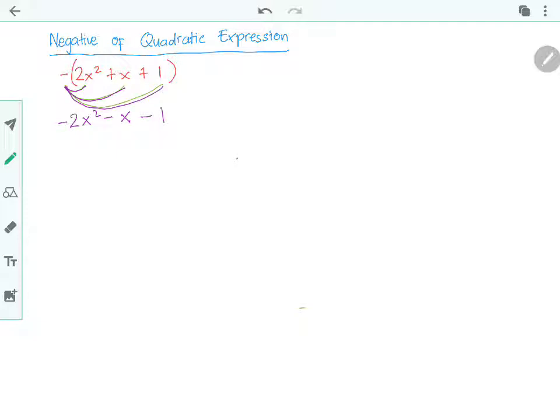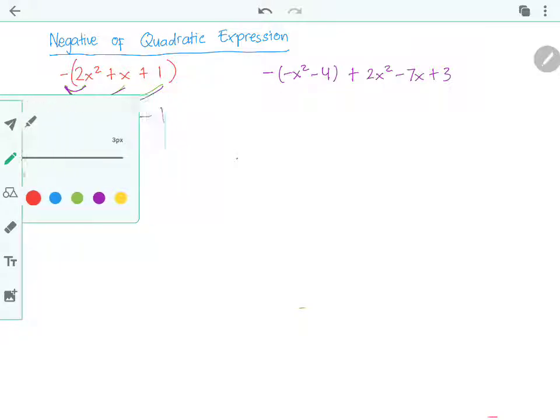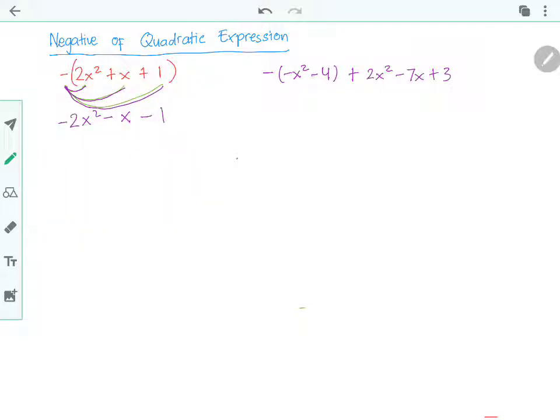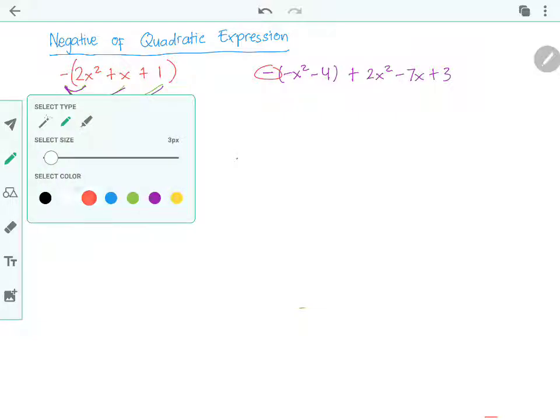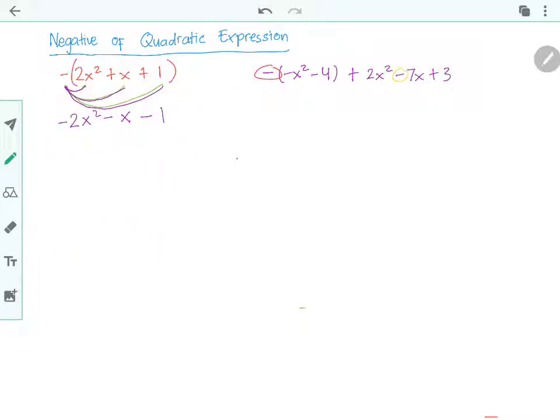Okay, now I'm going to give you another example. Let's say I have negative x squared minus 4, in brackets, plus 2x squared minus 7x plus 3. Now look at this. In this problem, the one that has the inverse sign is only this one. The other one is actually representing a subtraction. It doesn't represent negative as inverse.